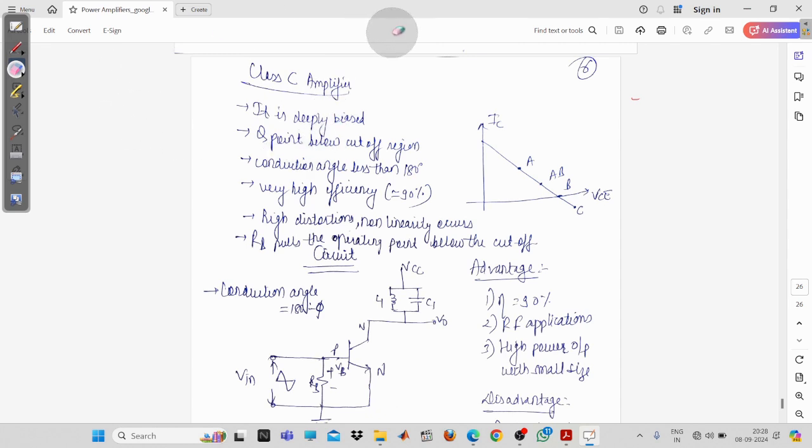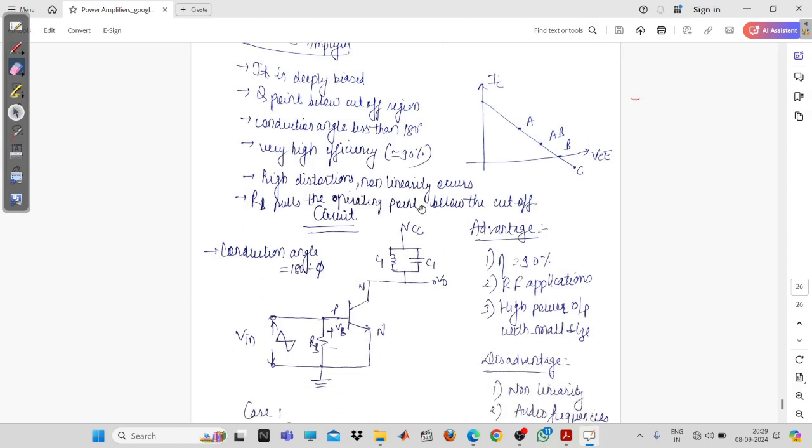Normally this amplifier is used only when high efficiency is required. So you can see in the advantage, the efficiency of this amplifier is around 90%. Now, this is the simple circuit diagram of the Class C power amplifier. You know that your point is in the deep cutoff. So when your point is in the deep cutoff, what is going to happen?